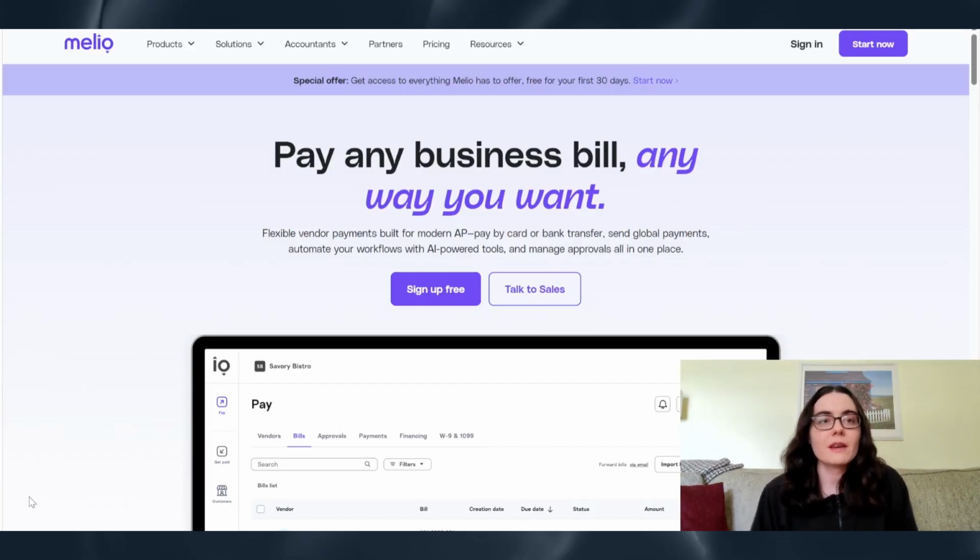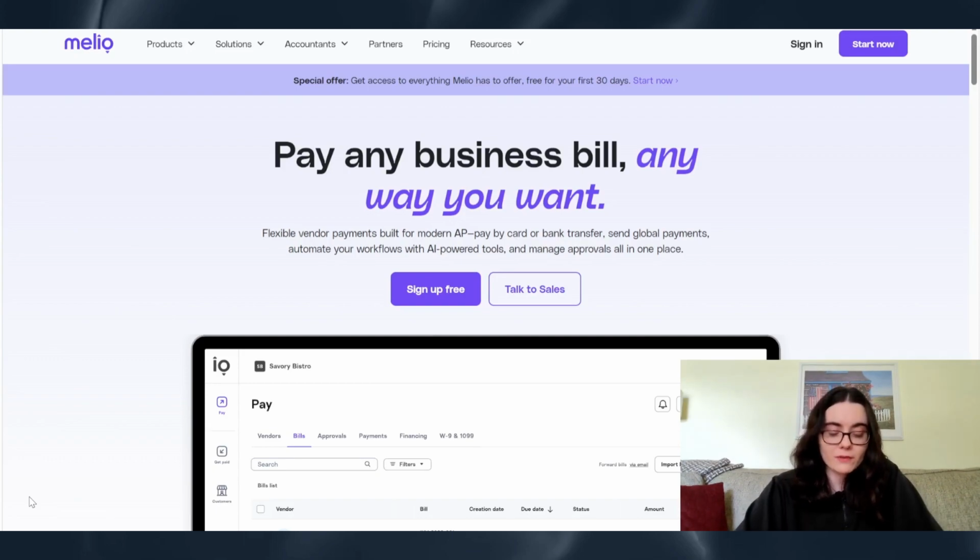So as I mentioned, Melio is a dedicated AP and AR platform. One of its most famous capabilities, and they plug it right here on the homepage, is that you can pay any business bill any way you want. So it lets you use, for example, your credit card to pay vendors that don't directly accept credit card payments. They can receive it as an ACH or check or whatever, whereas you can still get the benefits of using a credit card, such as credit card rewards or just that cash flow flexibility that you gain. So that is really a major selling point of Melio. And that is not something that Relay has at the moment.